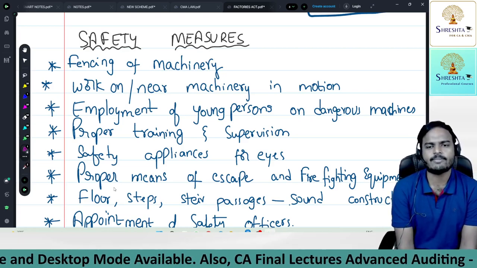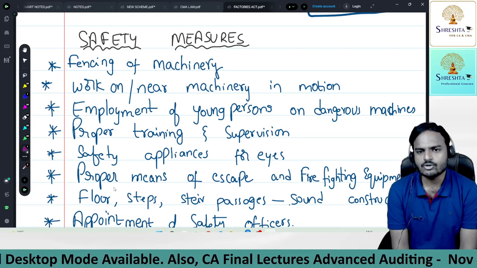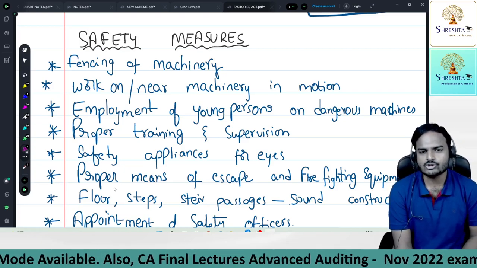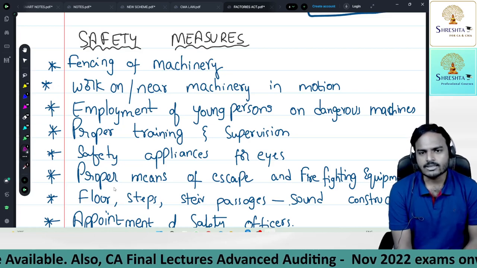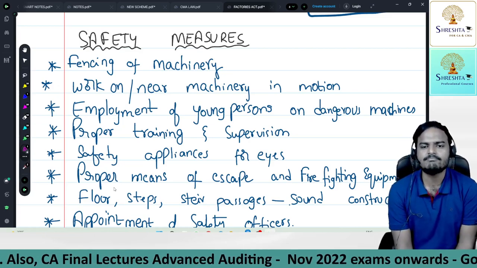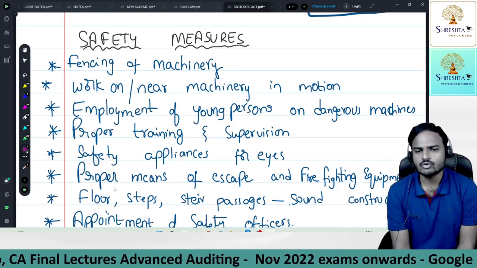Next one, safety measures. Fencing of machineries which are dangerous. If you touch that machinery, you may get an electric shock or your hand may burn. In that case, proper fencing should be provided, and you should keep a danger symbol on that machinery. Skull and two bones. Did you remember?